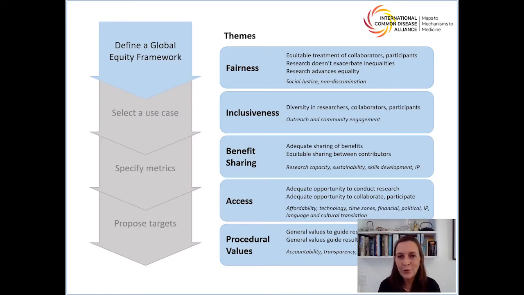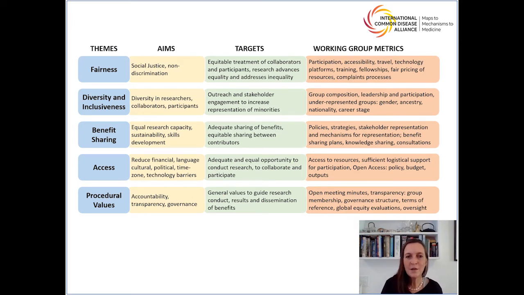Here I'll briefly take you through the process that we used to develop this standard. So first of all, we wanted to define the global equity framework, and these are the constant themes that I already referred to. We came up with 5 key themes: fairness, inclusiveness, benefit sharing, access, and procedural values, and we'll unpack these themes a little bit further as we go along. In defining each of these themes, we thought about what were the aims that we wish to achieve under each of the themes, and what were the specific areas we were targeting for a kind of shift in practice. And then using these, we were able to develop some specific working group metrics that can actually be measured and that speak to particular activities within the working group.